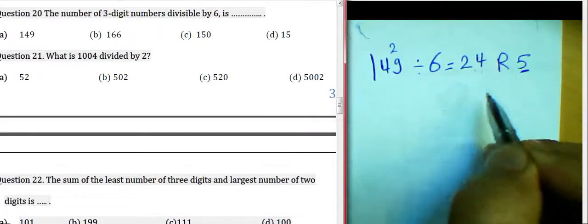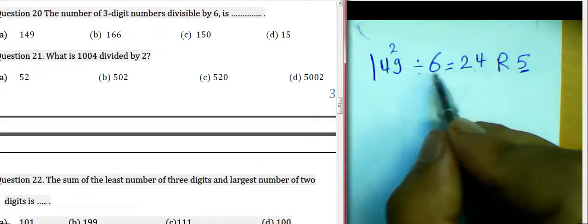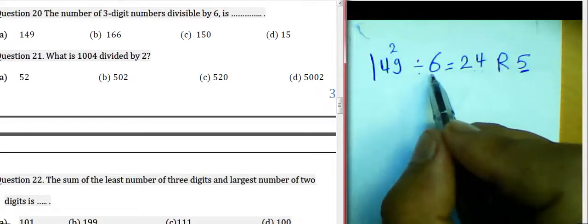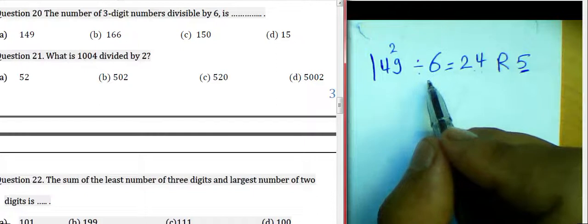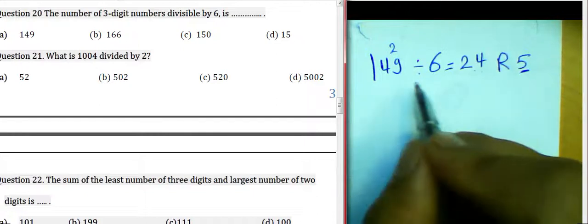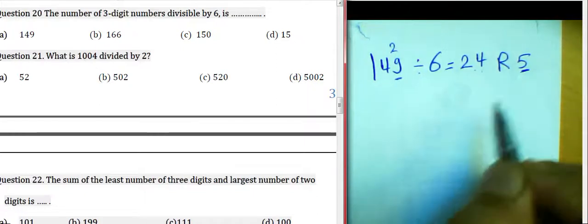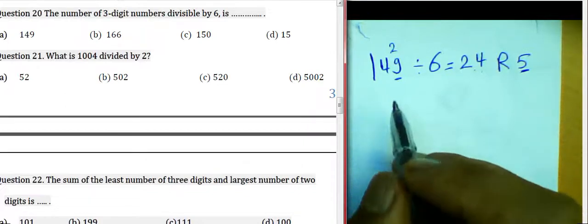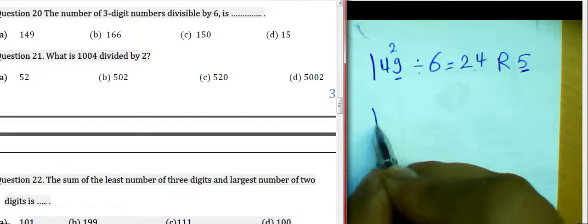Again, 14 divided by 6 equals 2, and remainder 2. 29 divided by 6 equals 4. 4 times 6 equals 24, and the remainder from 24 to 29 will be 5. So we can't choose letter A. What about letter B?